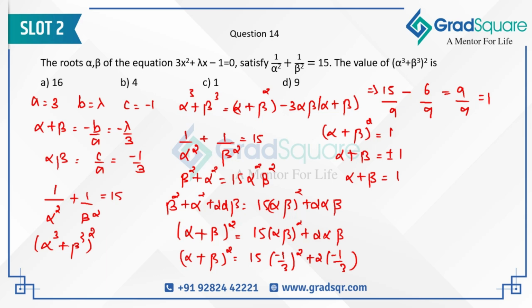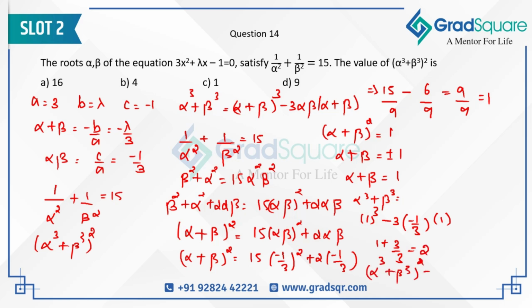If I keep α + β equal to 1, then α³ + β³ is equal to (α + β)³, which is 1 cube. Sorry, there should be a cube here. 1³ − 3 into (−1/3) into 1, which is going to be 1 + 3/3, which is equal to 2. Then (α³ + β³)² will become 4. This is the first case.